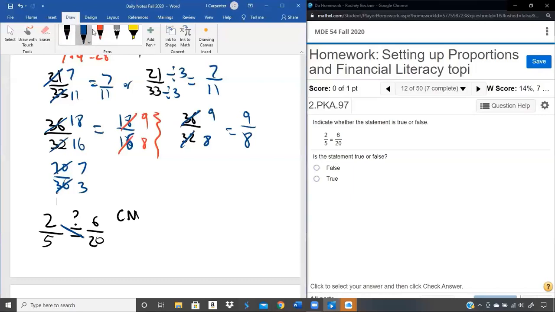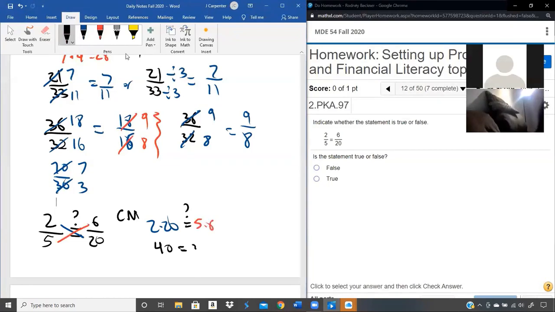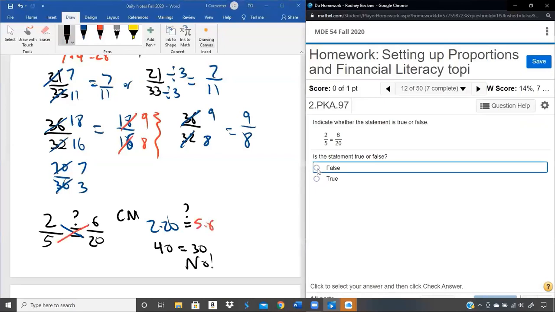So when we cross multiply, we take the 2 times the 20, and then we'll take the 5 times the 6. And we're saying, are these equal to each other? It's good to write the question mark, but I'm not going to discount you if you don't. 2 times 20 is 40. 5 times 6 is 30. That is a big fat no. That's false. Those are not the same.